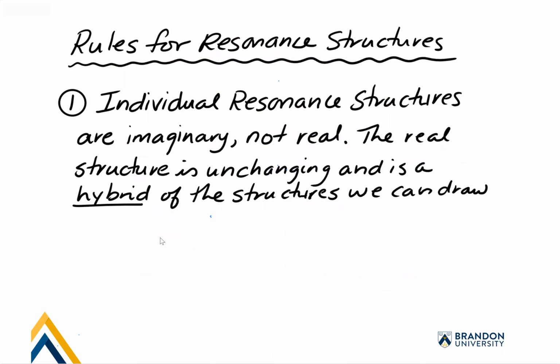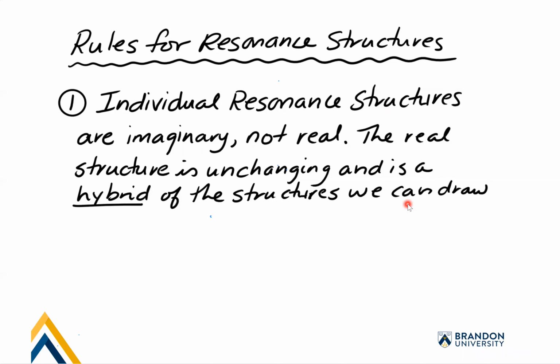So there are some basic rules for resonance. I think there's 5 of them. The first is that the individual resonance structures are imaginary. The real resonance structure is unchanging, and it is the hybrid structure of what we can draw. So it's going to be a hybrid of all of the structures that we can draw.